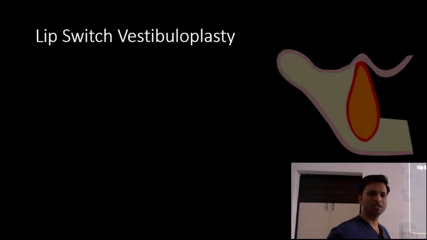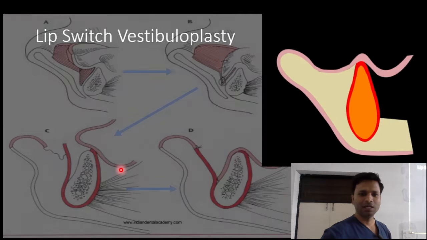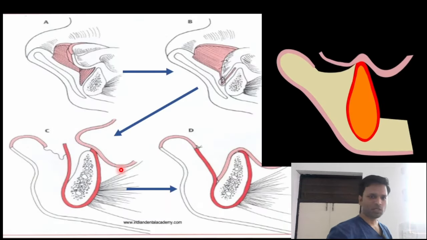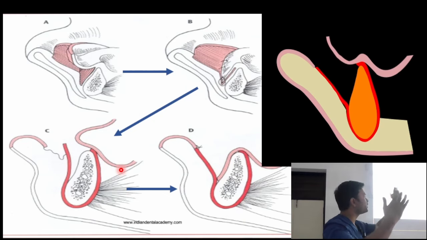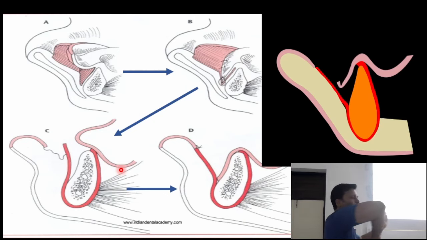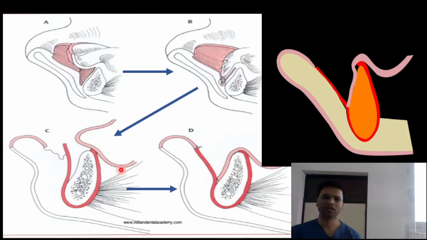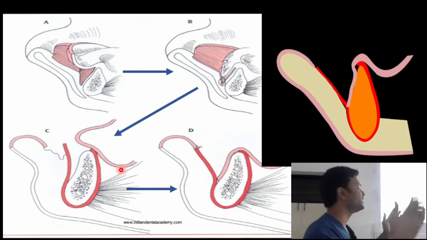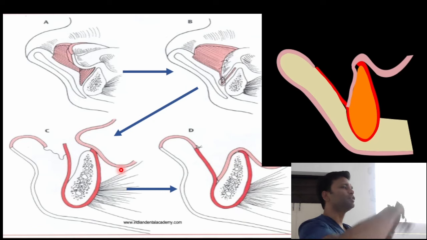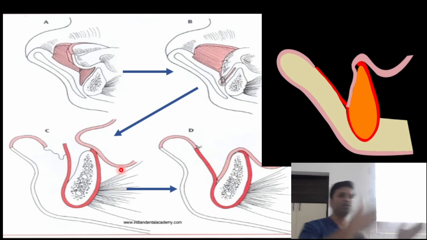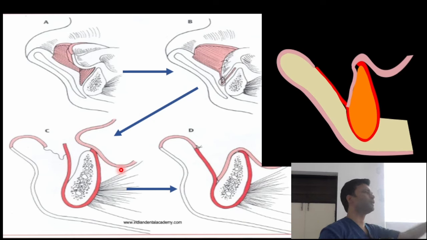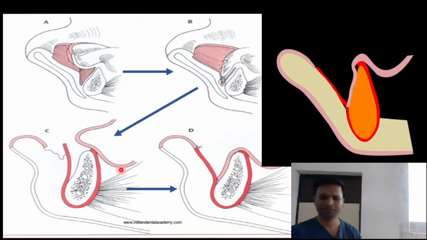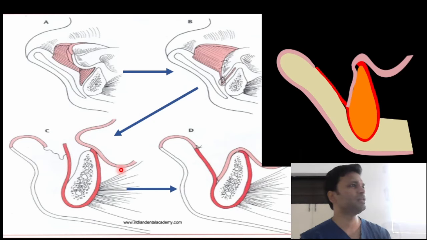Now let me show you the animation if it works. Okay. So we raise the flap. Okay. And then the periosteum is placed over the raw area, and again the flap is closed to the desired depth of the vestibule. So this is the lip switch technique in which we exchange the position of the flap and the periosteum. In place of the periosteum we closed the flap, and where the flap was raised from, we placed the periosteum, and then we suture it. Okay? Understood? Lip switch is simple.